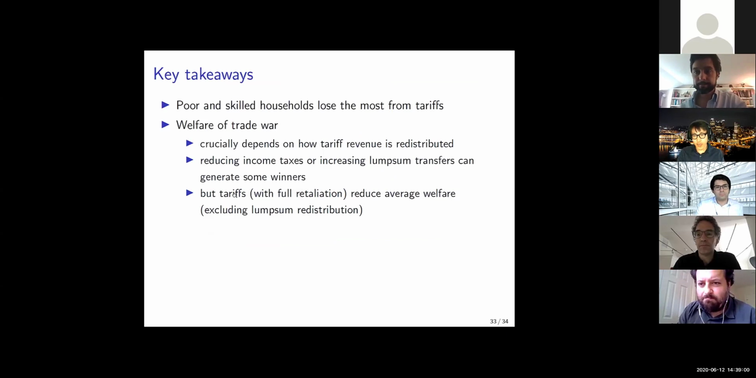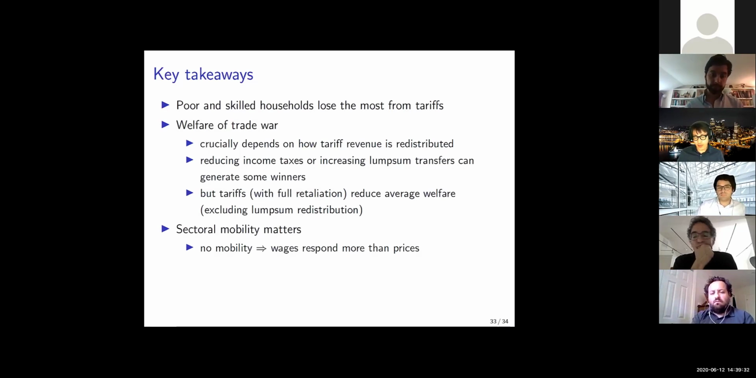Okay, so the main takeaways from here are that poor and skilled households are going to lose when we purely look at the cost side of the tariffs. Poor and skilled households lose the most. The welfare consequences are really going to depend on how tariff revenue is redistributed. Reducing income taxes or increasing lump sum transfers can generate some winners, whether or not there's retaliation. But tariffs with retaliation almost always reduce average welfare.